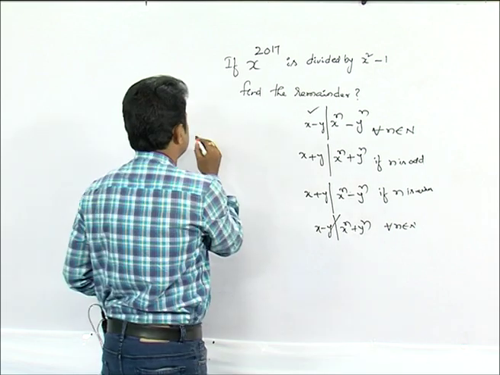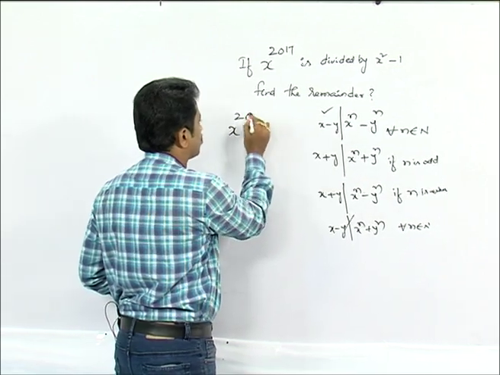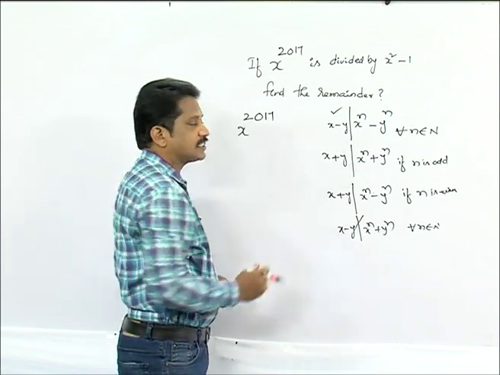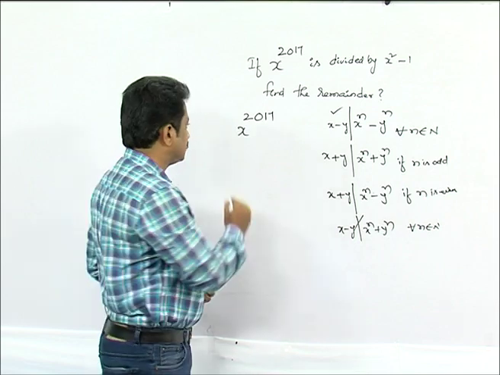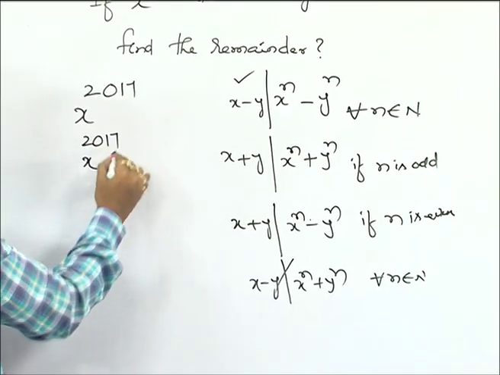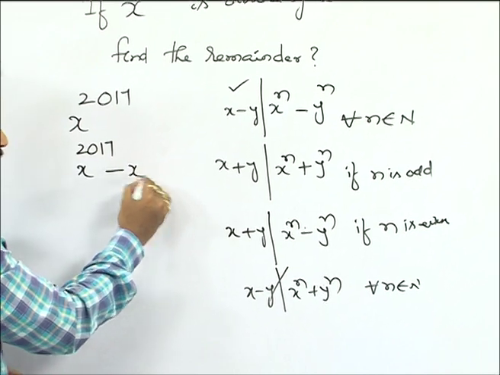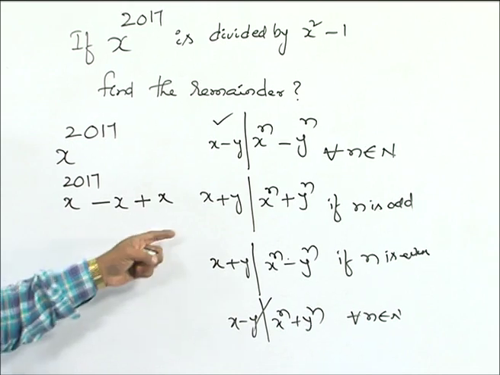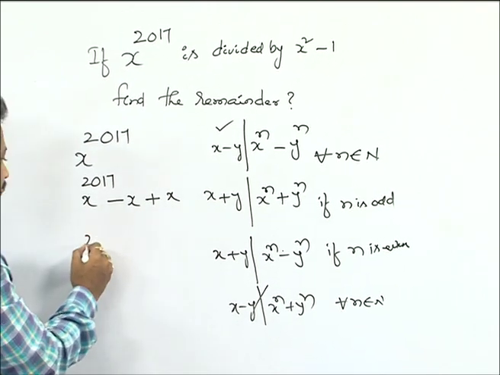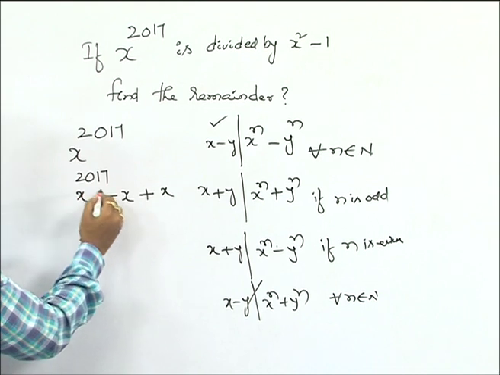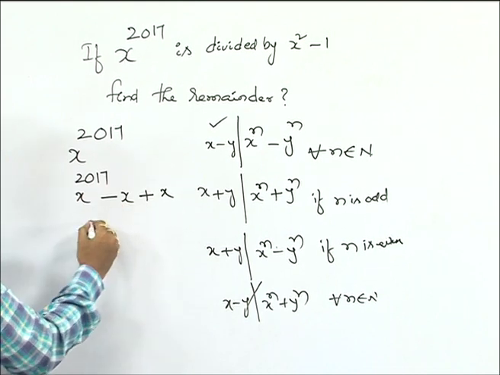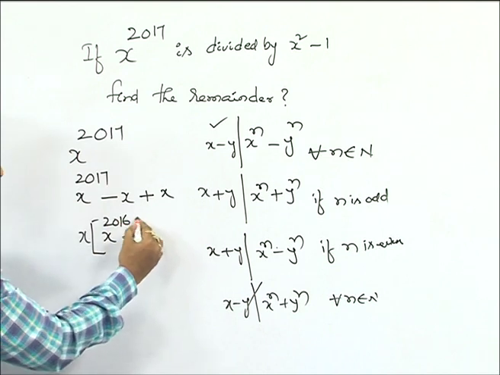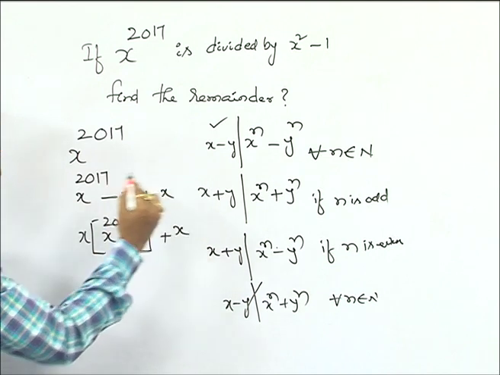Now, x square minus 1 is the divisor and x to the power of 2017 is the dividend. So now I am taking x to the power of 2017. I want to make it into x^n - y^n form. Means x to the power of 2017, I am going to subtract x and add x: x^2017 - x + x. Now I write x^2017 - x, taking x as common. Then you have x(x^2016 - 1) + x.